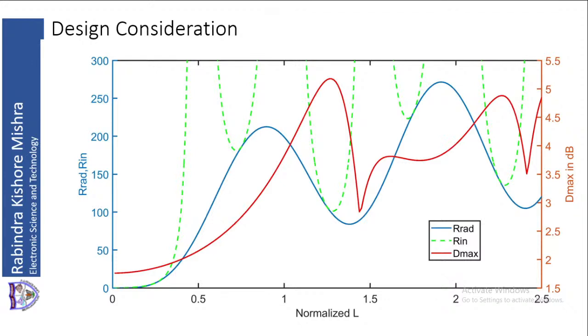Anyway, if you look at these two curves, R rad and R in, they follow each other in the beginning. In the beginning means when you have a Hertzian dipole, in that part they are the same, the dashed curve and the blue curve follow each other. So that part is not useful to us.